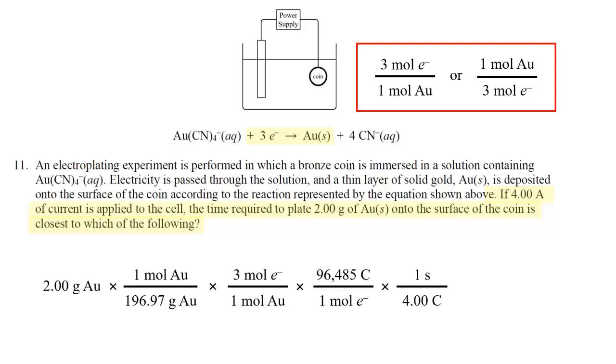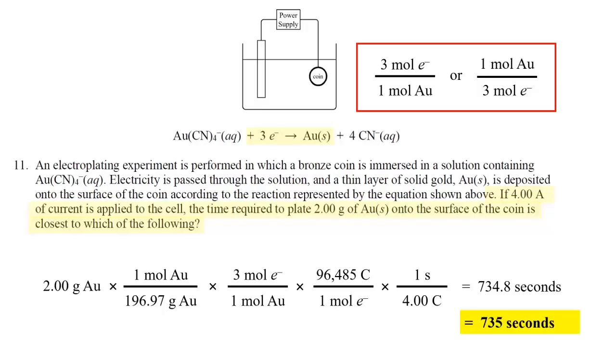When I pick up my calculator, this is what I'm doing. 2, or 2.00, divided by 196.97 times 3 times 96,485, and then finally divided by 4.00. So I got 734.8 seconds when I did that math on my calculator. I'm thinking that 3 significant figures would be appropriate as far as rounding off my answer, since 2.00 grams has 3 sig figs and 4.00 amps also has 3 sig figs. So I'll call this 735 seconds.